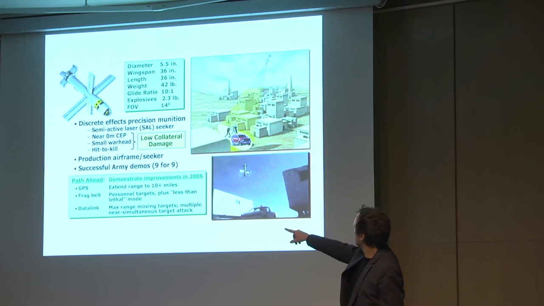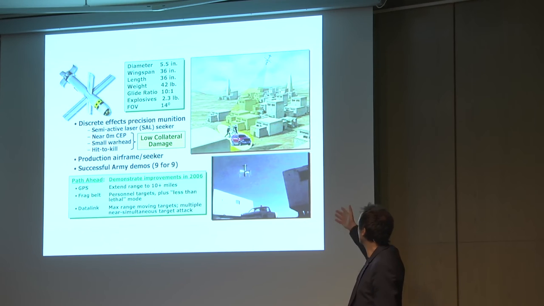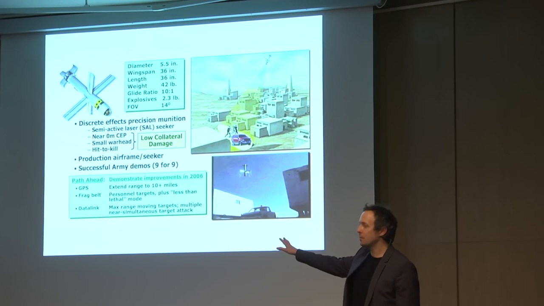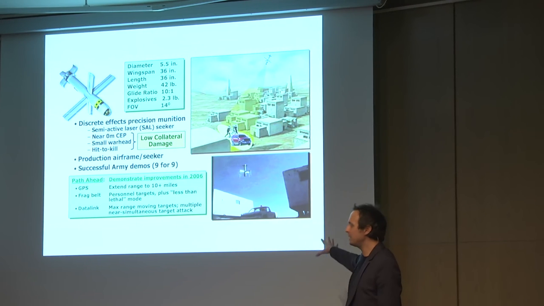And what has basically happened since 2005 is a race to find ammunitions which allow you to target individuals. So that's called discrete effects, right? So the fragment is personal targets plus less than lethal mode. I don't know what less than lethal means if something like that hits you. I mean, this is just one example. There are many competing systems.